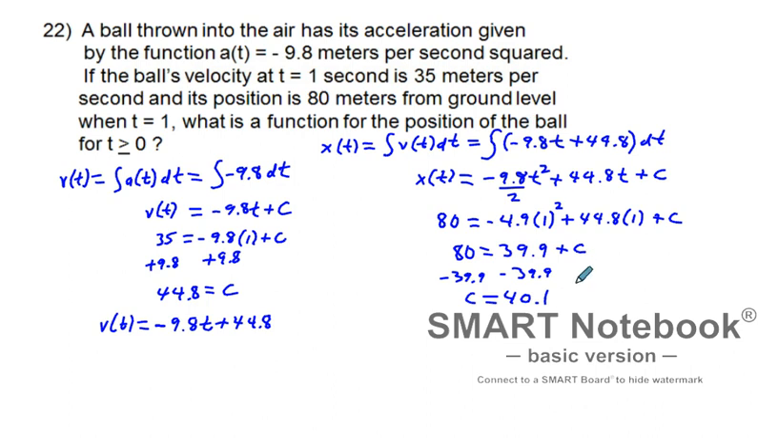So our x of t function is going to be, let's plug that in for that c there. So I get x of t is equal to negative 4.9 t squared plus 44.8 t plus 40.1. Kind of ran out of room with this watermark thing.